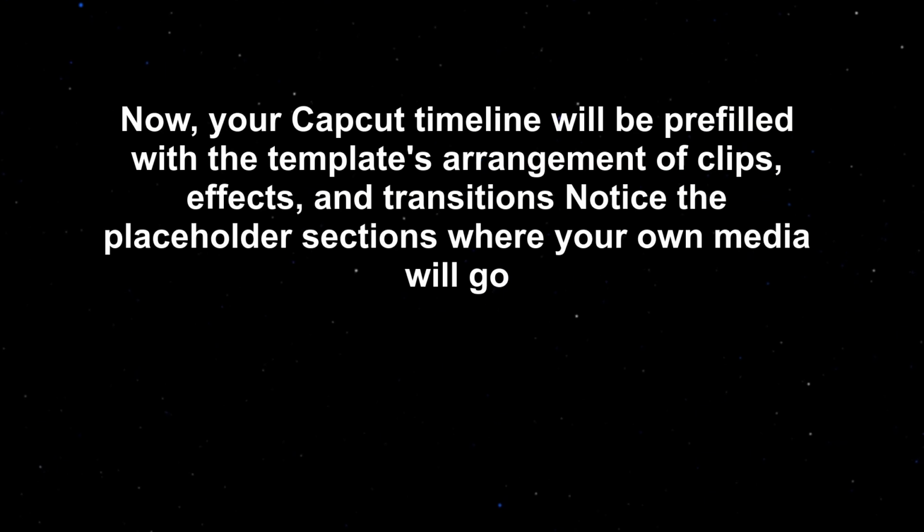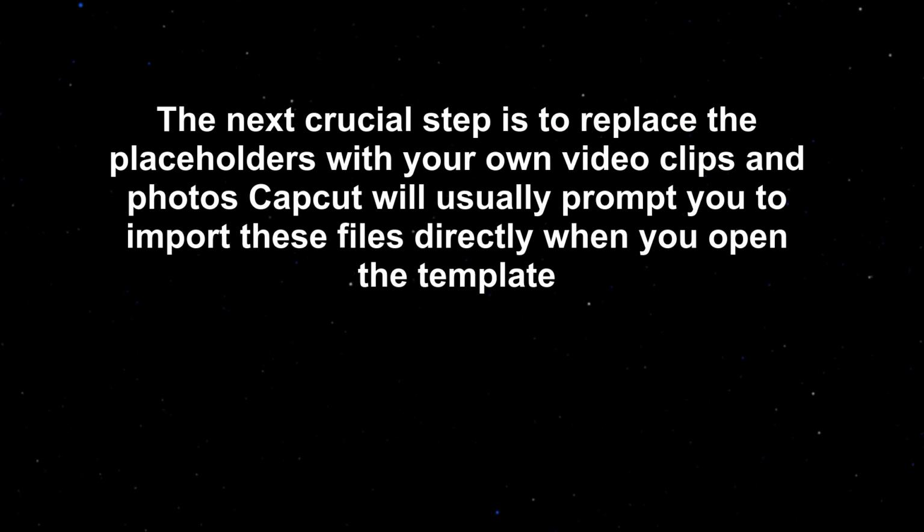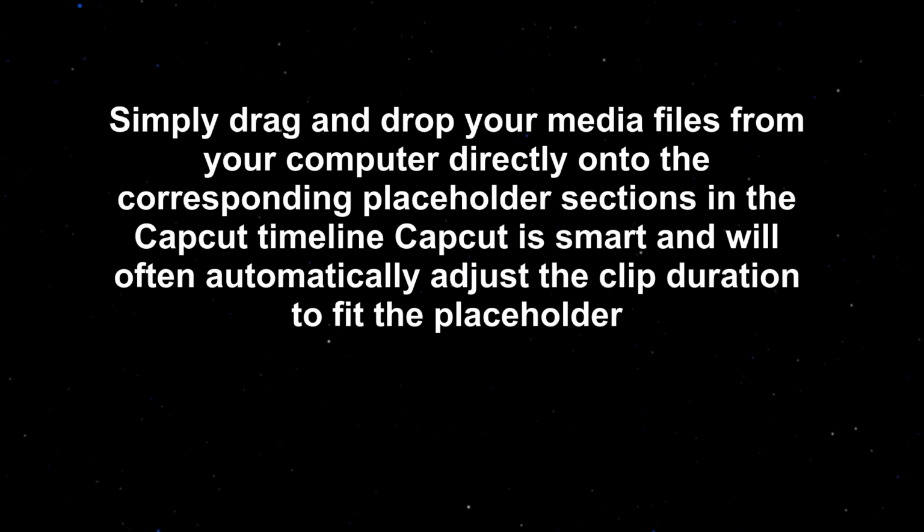Now, your CapCut timeline will be prefilled with the template's arrangement of clips, effects, and transitions. Notice the placeholder sections where your own media will go. The next crucial step is to replace the placeholders with your own video clips and photos. CapCut will usually prompt you to import these files directly when you open the template. Simply drag and drop your media files from your computer directly onto the corresponding placeholder sections in the CapCut timeline.